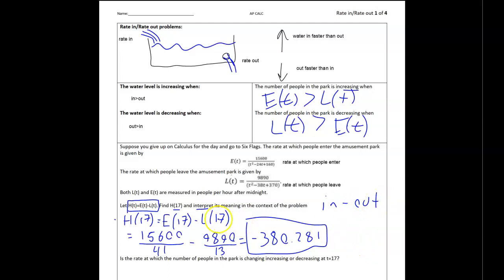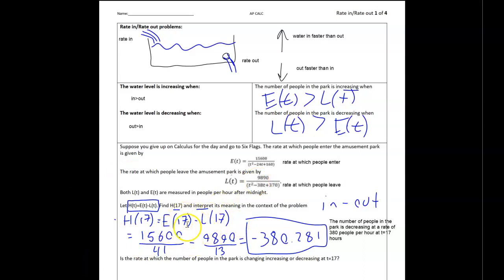So that means our water level is the total number of people in the park, right? The number of people in the park here, that's my noun. And notice I had to think about what that was this time. It's not really told to us. Is decreasing, because we had a negative result, at a rate of 380 people per hour at t equals 17 hours. So that's my interpretation. So notice it's still the same interpretation that we're writing, just the work of finding that value is a little bit harder. So that is a rate in, rate out problem.